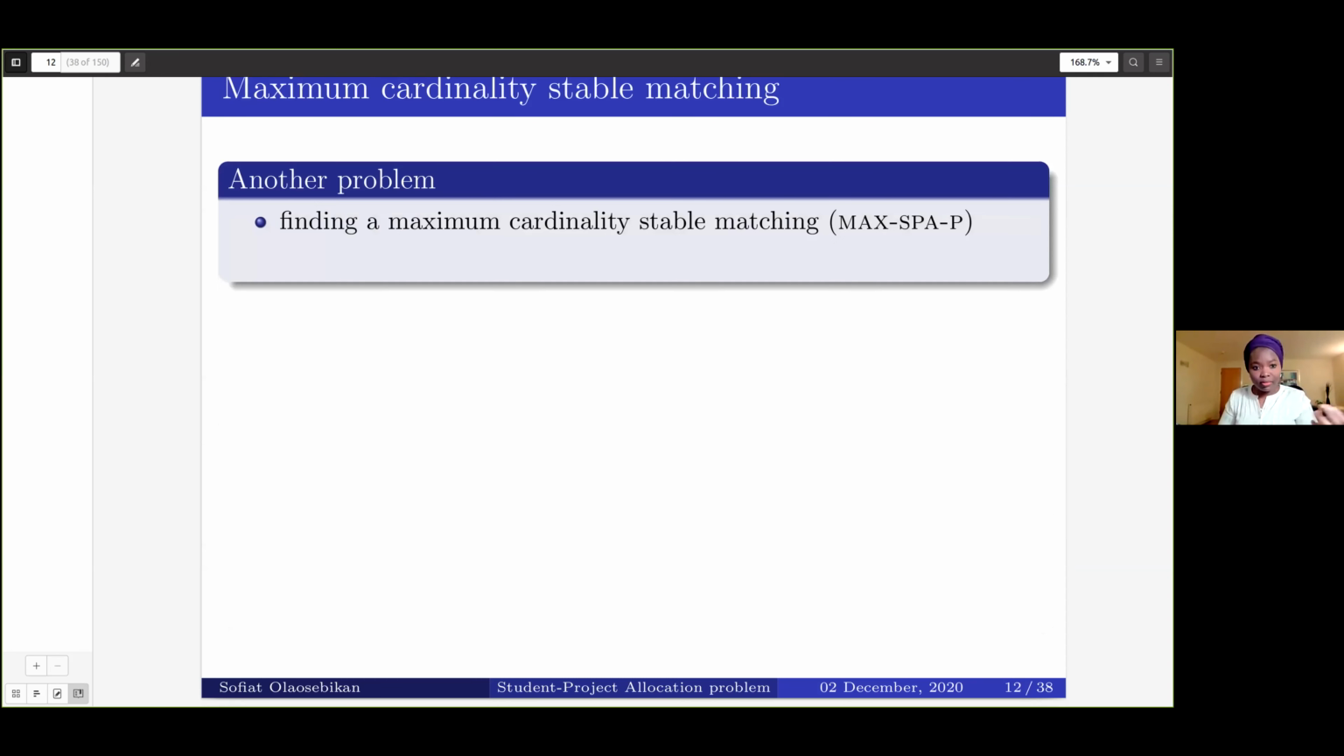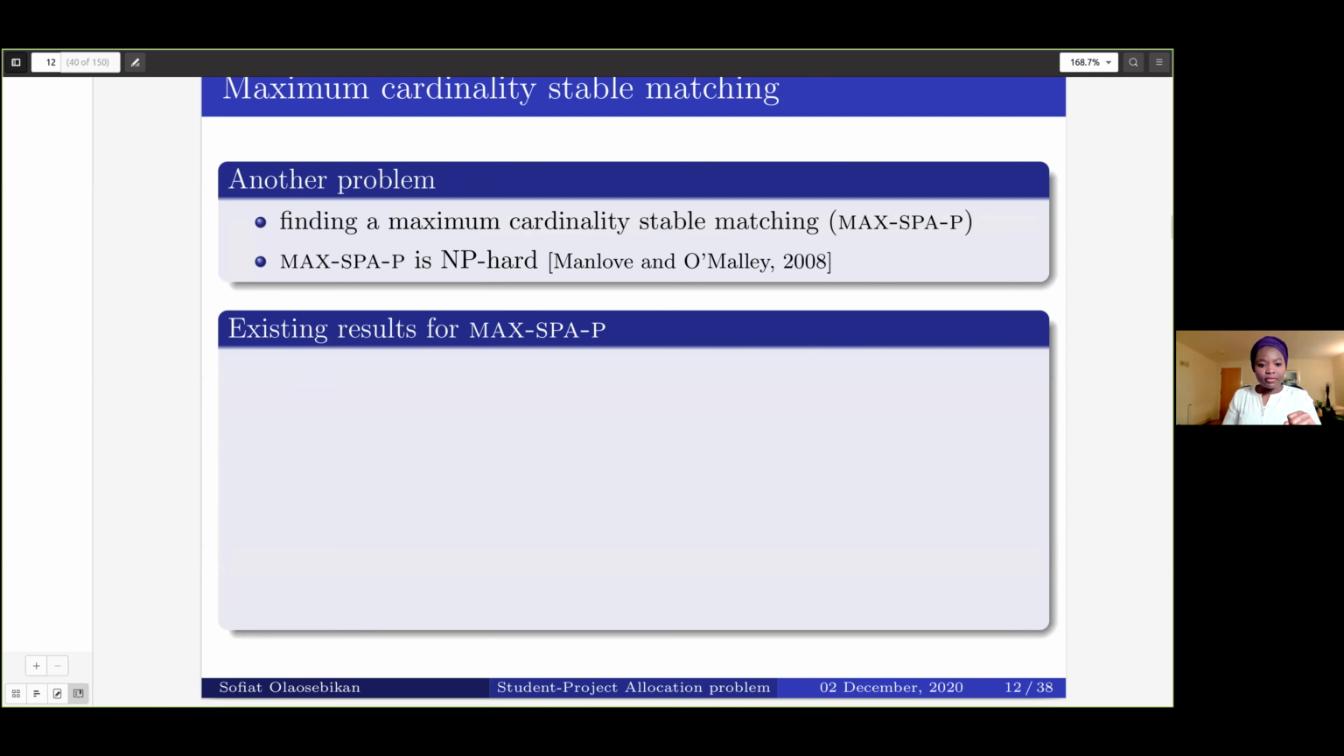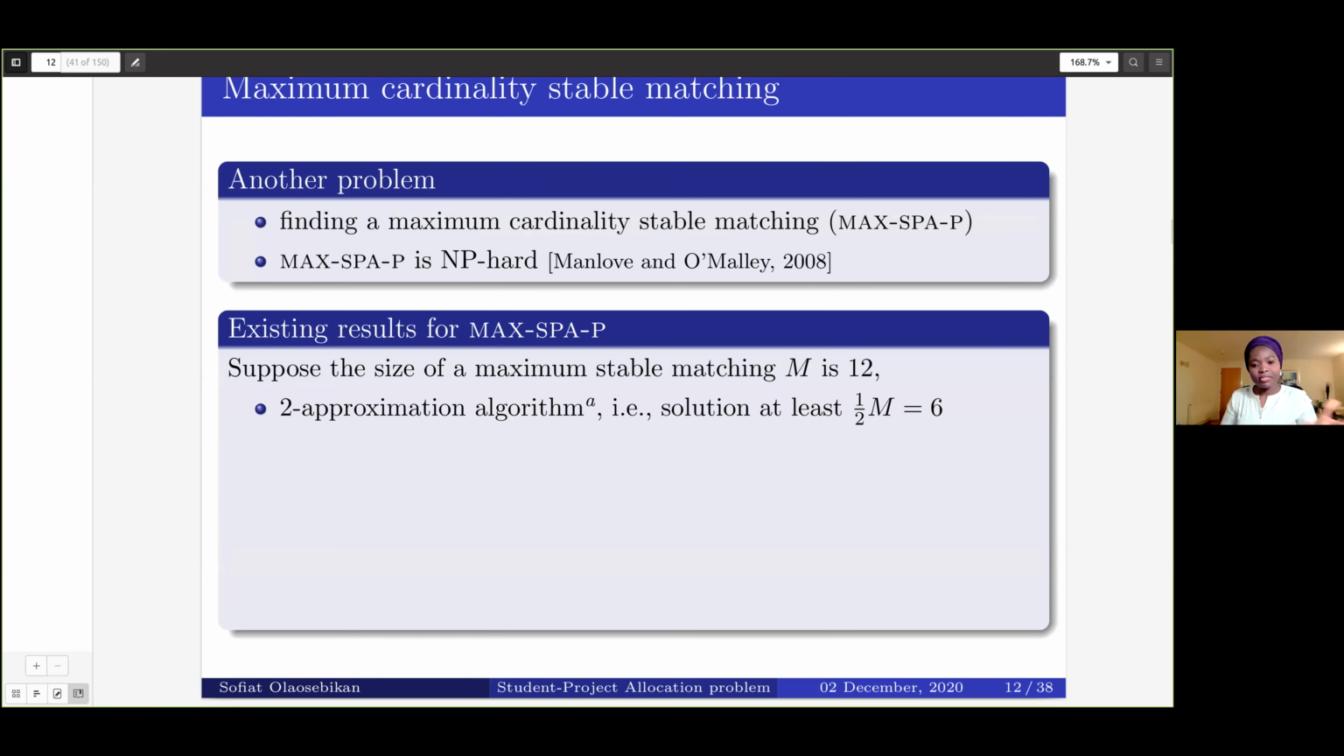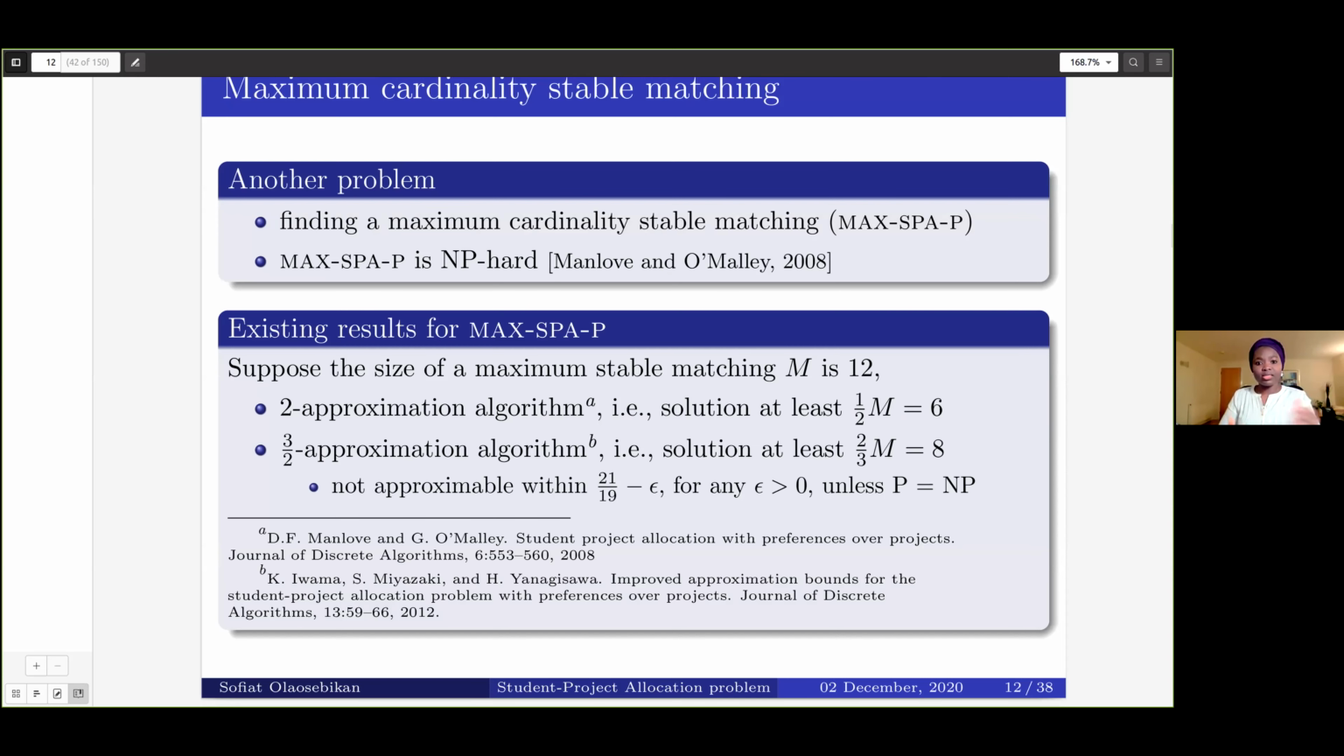And that leads to another problem, a maximum cardinality stable matching. Given an instance of SPARP, can we find a maximum cardinality stable matching? Because in practice, we would want to match as many students to projects as possible. This problem apparently is NP hard, and there are existing approximation algorithms in the literature. The first one guarantees at least half the size of the optimal solution, and the second guarantees at least 2/3 the size of the optimal solution.